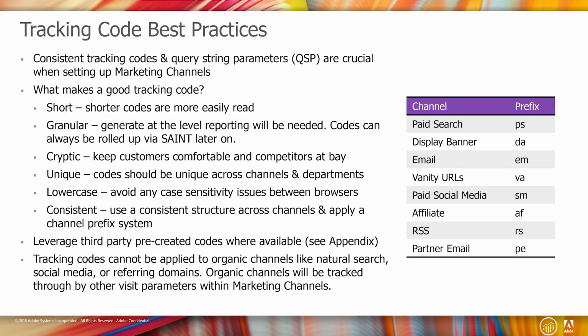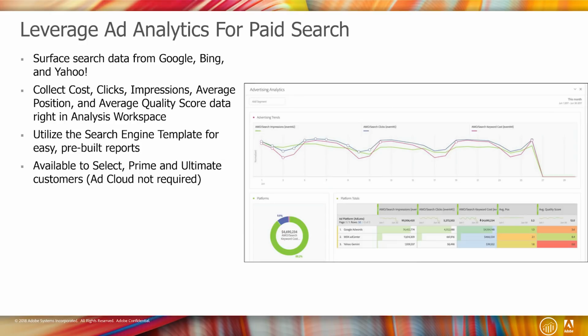But a good tracking code, generally, is going to be shorter, it's going to be granular, and it's going to be potentially cryptic in order to keep your customers comfortable and your competitors at bay. They should also be unique, lowercase, and consistent. I can't stress consistency enough. So be sure to work with your agencies, work with your advertising teams to ensure that your best practices are being followed. And Ben even has some good tips later that he'll walk you through associated with these as well.